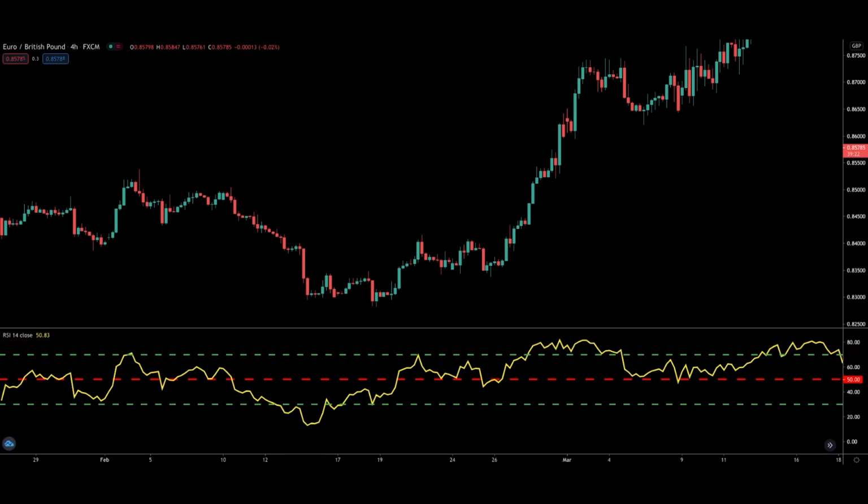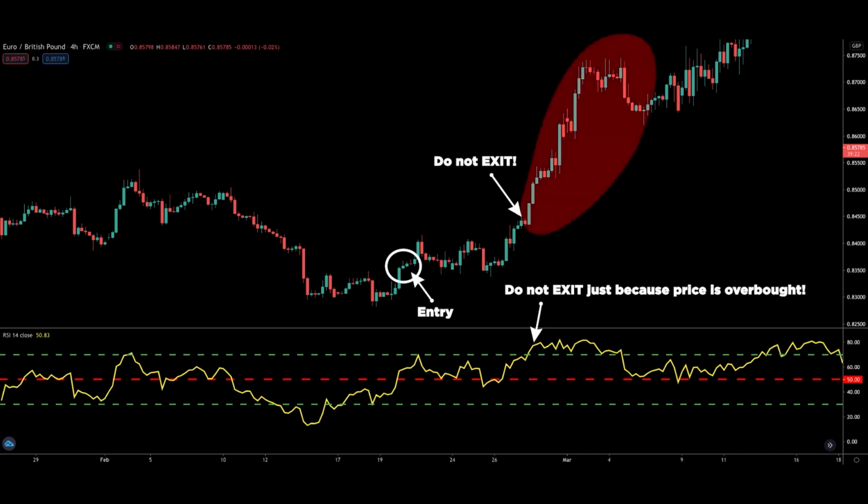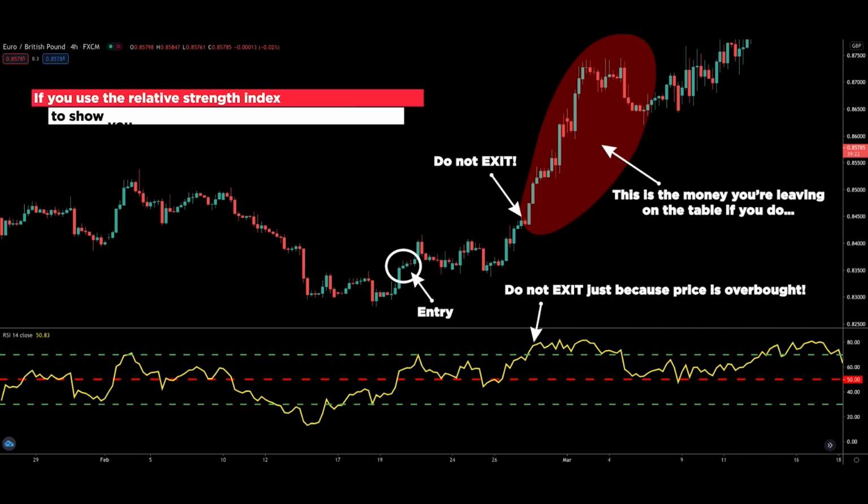Suppose you took a trade right here, but because you were afraid that the relative strength index is in the overbought region, you take profit, and lo and behold, the price stays in the overbought region for a long time, and you miss out on all these profits. That's painful, isn't it? Well, if you use the relative strength index in the way I'm about to show you, you will be able to lock in more profits.